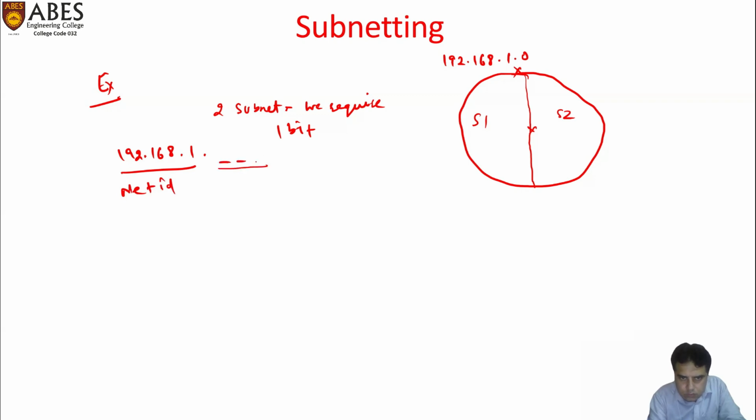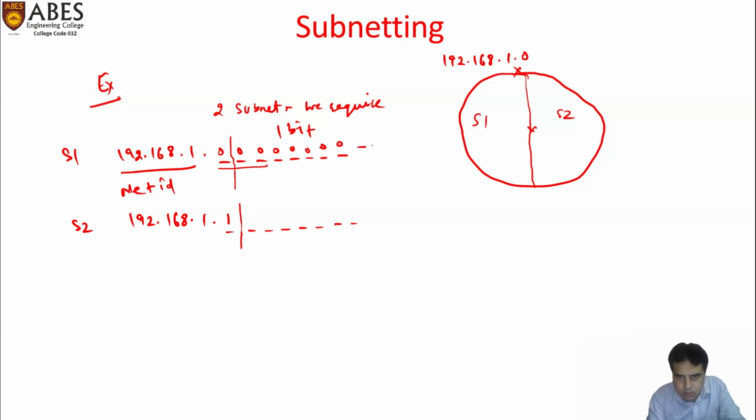So for this, 1, 2, 3, 4, 5, 6, 7, 8. For this 1 bit, 0 is for S1 and 1 is for S2, so 192.168.1.1 is for S2. The first address for subnet S1 is all zeros, and the last address is 0 followed by all ones.